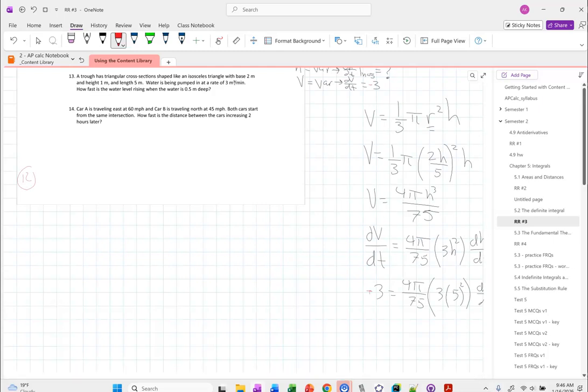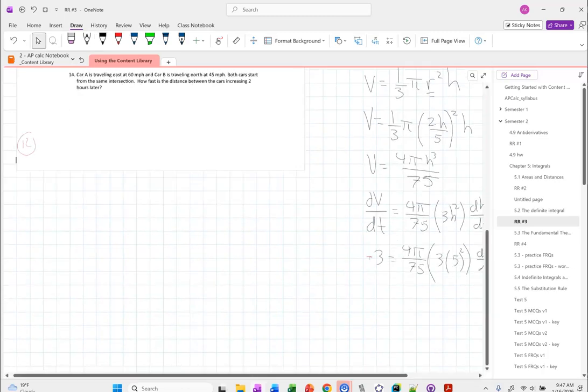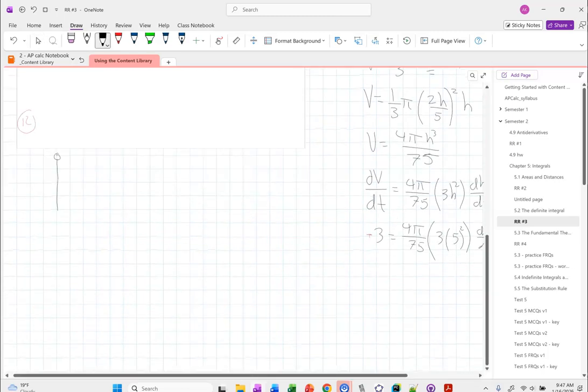It says a person 2 meters tall walks directly away from a street light that is 6 meters tall at a rate of 1.5 meters per second. How fast is the tip of the person's shadow moving when the person is 4 meters from the base of the light? Okay. So let's start by drawing our picture. And this one's maybe a little bit challenging to draw and label effectively. That's probably the hardest part of it.